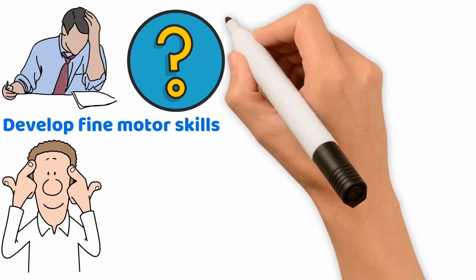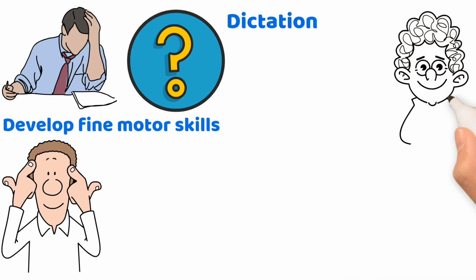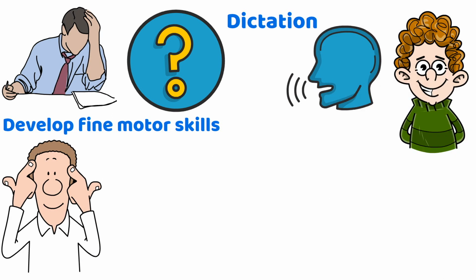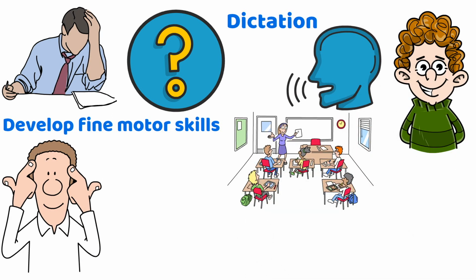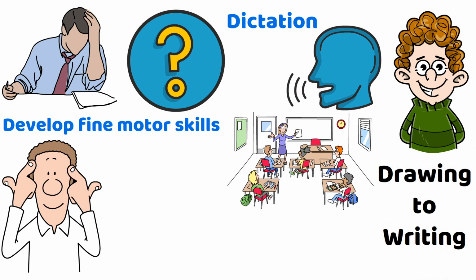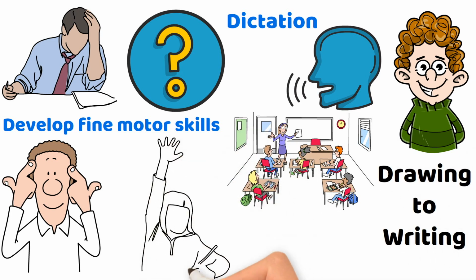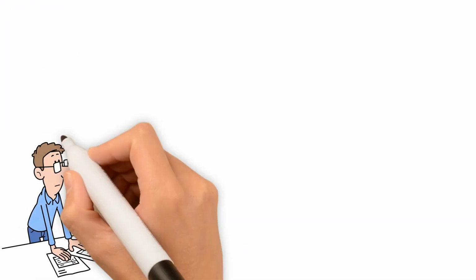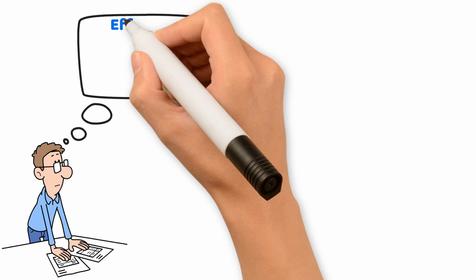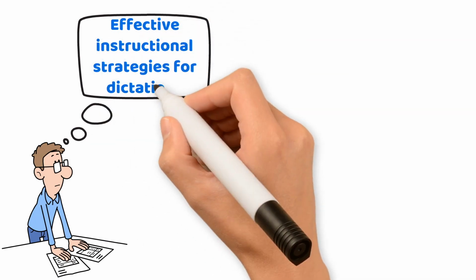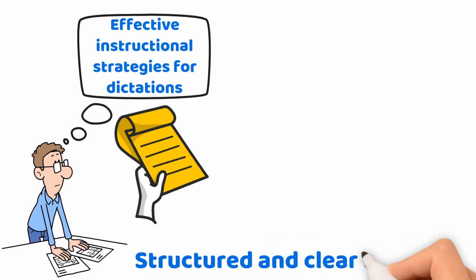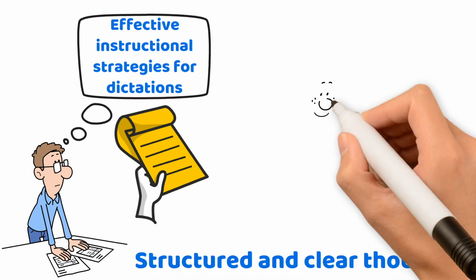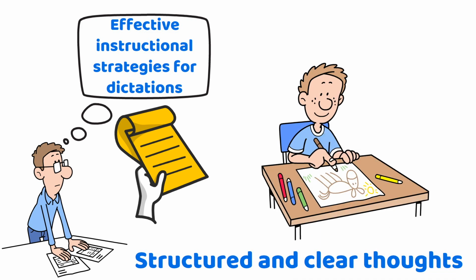Next up, we have dictation. As children's oral language skills blossom, they begin to dictate their stories, which is when the teacher writes and the child speaks. This stage serves as a bridge from drawing to writing, allowing children to focus on developing their language without the physical challenge of writing. When taking your exam, if you receive a question that asks about effective instructional strategies for dictations, find the answer option where the child demonstrates structured and clear thoughts during dictation sessions. This is the sign that children are ready to start writing on their own.